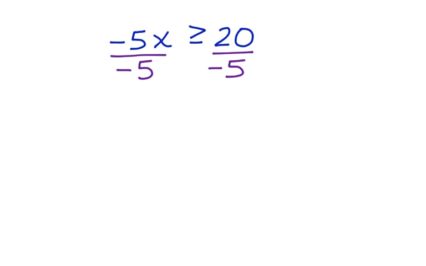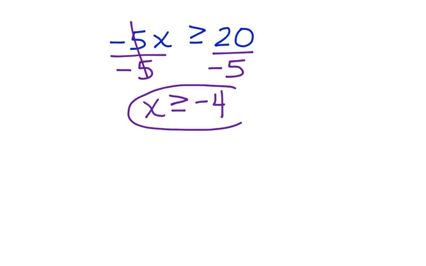Negative 5 divided by negative 5 cancels, bring down the x. X is greater than or equal to 20 divided by negative 5, which is negative 4. So this means that any value that is greater than or equal to negative 4 can be substituted into this inequality to make it a true statement.